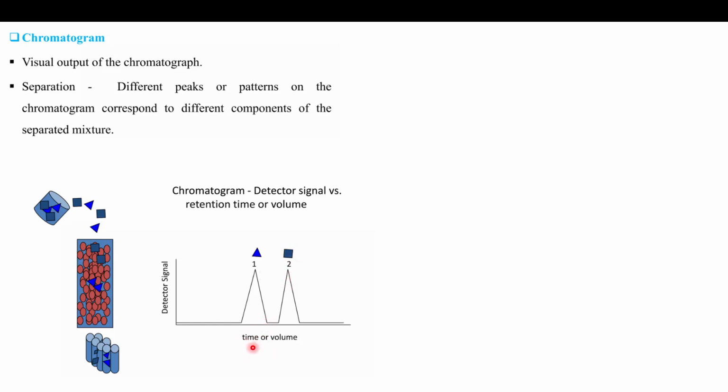We can plot the same thing in terms of time or volume, right? Because your mobile phase is carrying your analyte mixture that is passing through. So how much volume? The higher the volume, the later the compound is eluting out. Whatever compound is eluting out later, the volume of the mobile phase being used is larger.